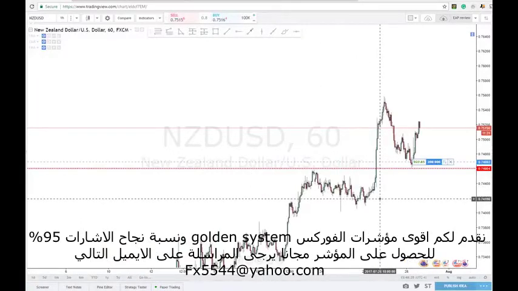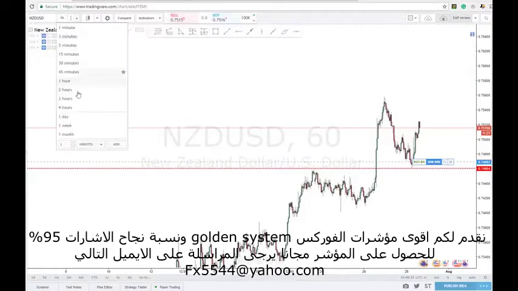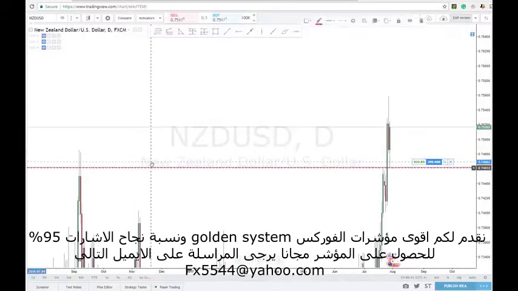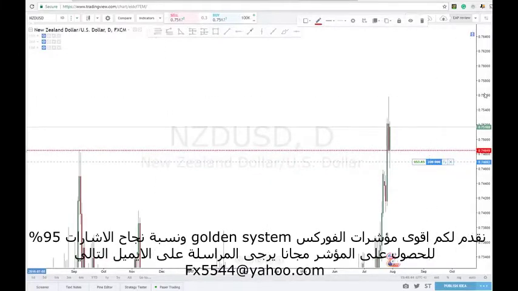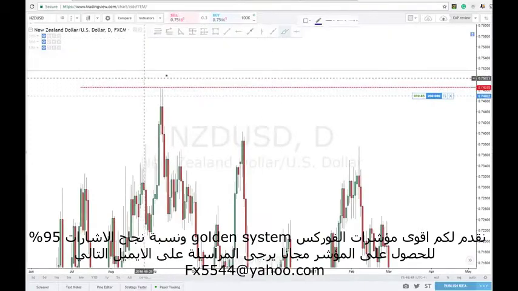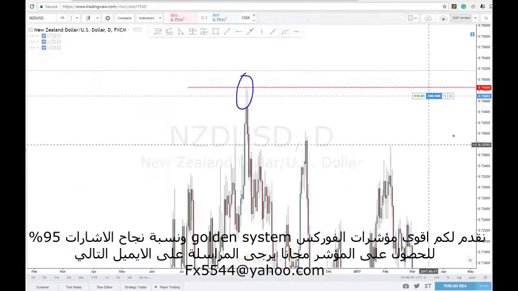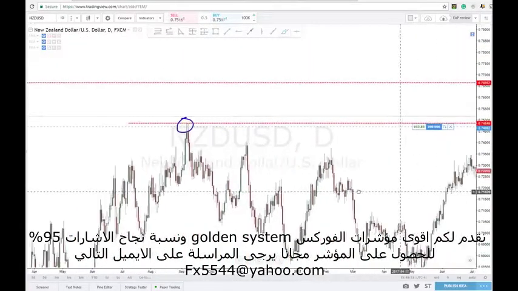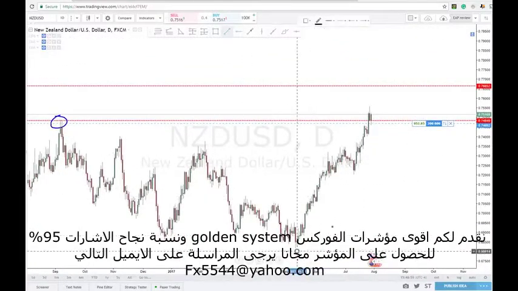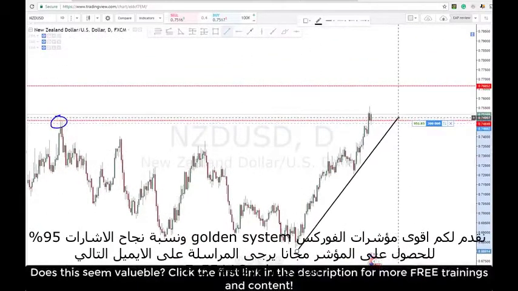Well, it all starts on the daily chart for me. If we zoom out to the daily chart, you can see that we have our previous daily highs here. Right here are our previous daily highs. And the market has pushed up to those highs quite aggressively. This is a very impulsive move. This move has a lot of momentum.